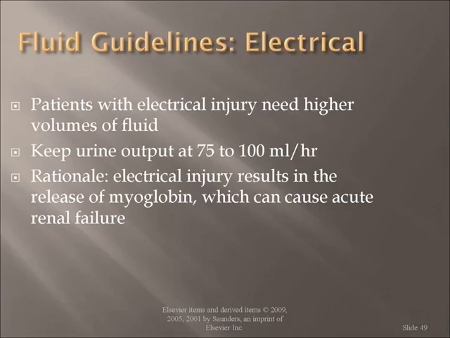The fluid guidelines for an electrical injury: these patients with electrical injury need higher volumes of fluid. So we want to keep their urine output at 75 to 100 milliliters an hour. The reason is that electrical injuries result in release of myoglobin, which can cause acute renal failure, so we're going to increase the amount of circulating volume and dilute that myoglobin.